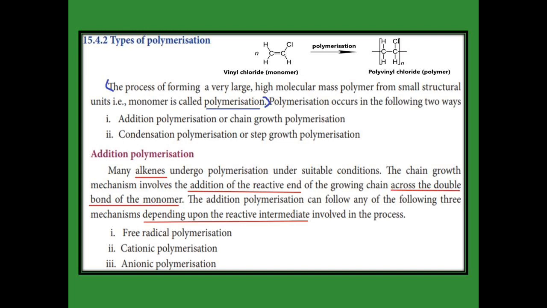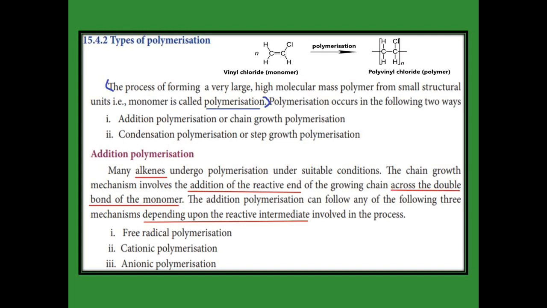In addition polymerization, we already learned addition reaction. Addition reaction occurs only in unsaturated compounds, that is alkene and alkyne. Here the alkene undergoes polymerization under suitable conditions only. One end is very reactive, and at that end the chain grows by adding a double bond monomer. The reactive end is added across the double bond of the monomer so that we get the chain.